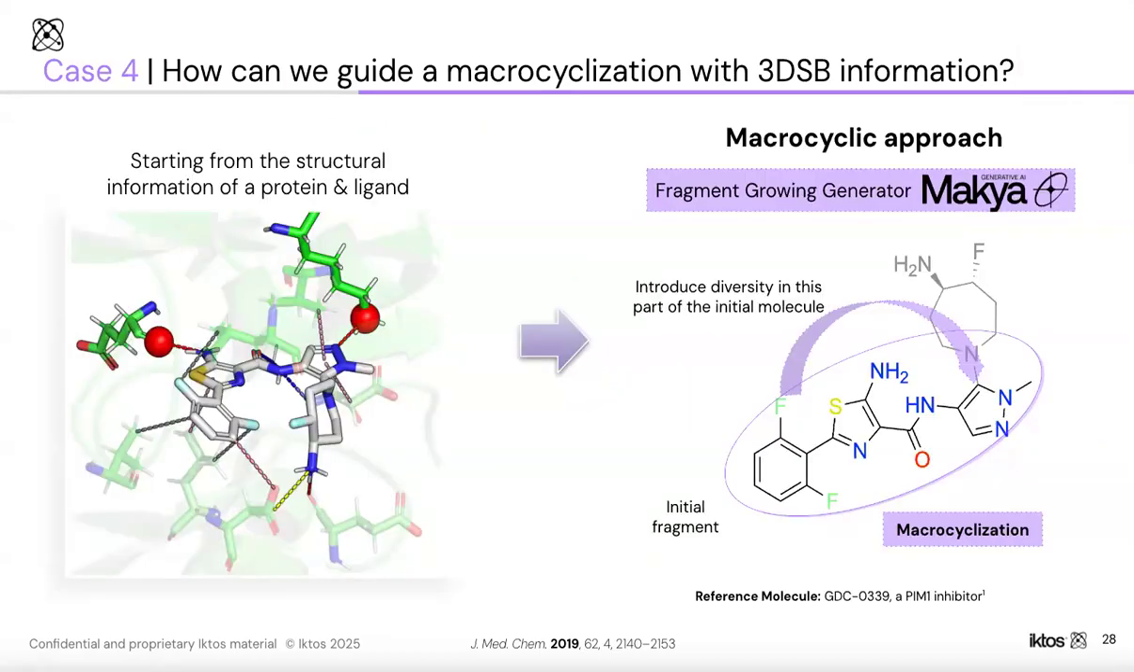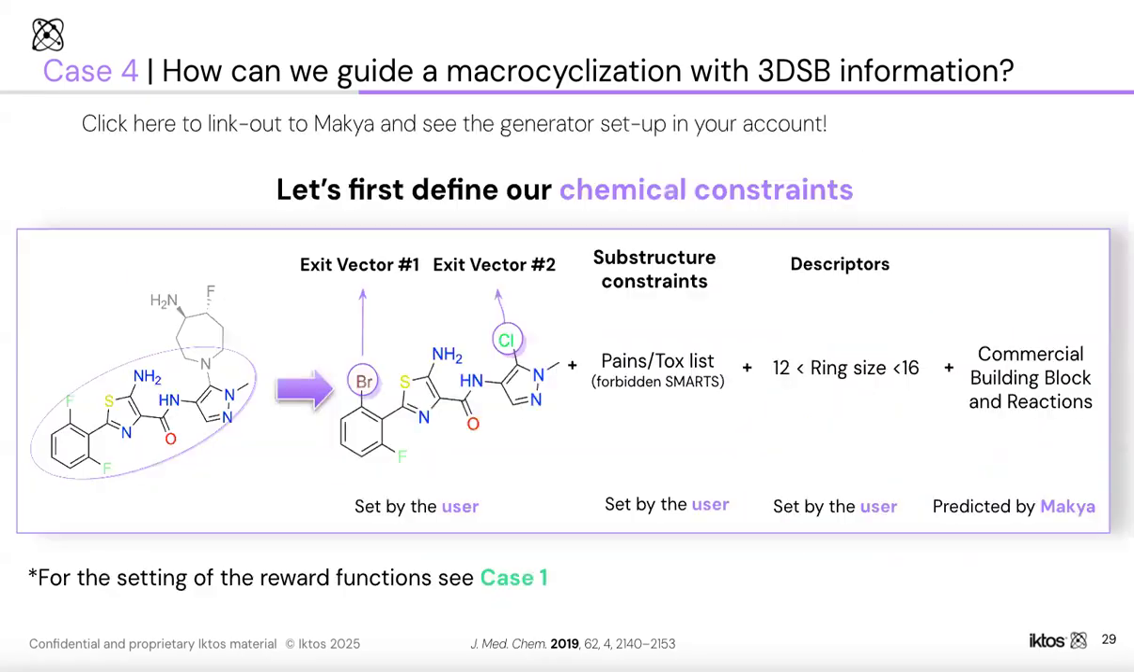With case 3, we begin with 3D structural information of a ligand-protein complex. But the key difference here is our design objective. Instead of replacing a scaffold or linking two fragments, we want to grow a fragment and form a macrocycle that connects back into the molecule.